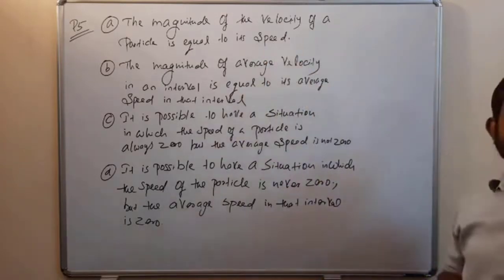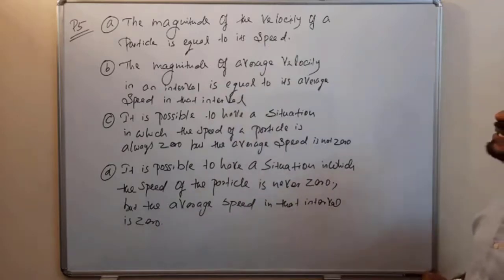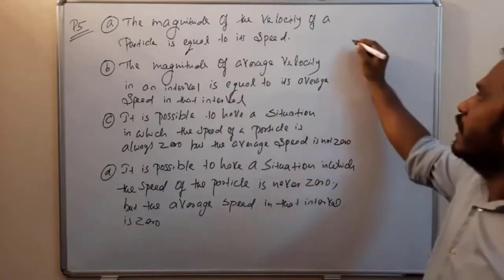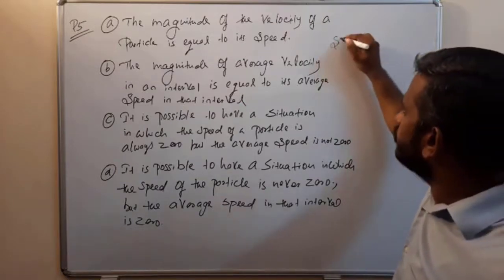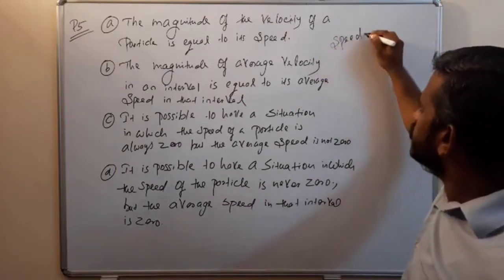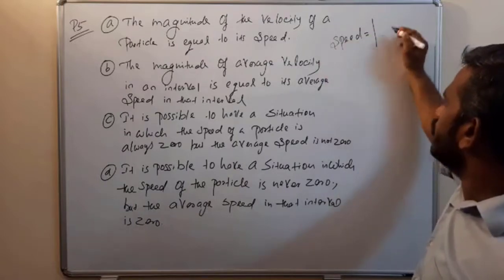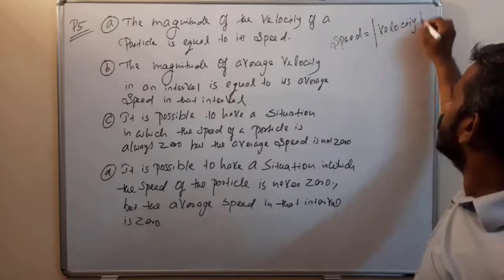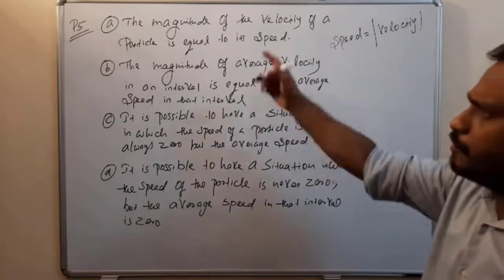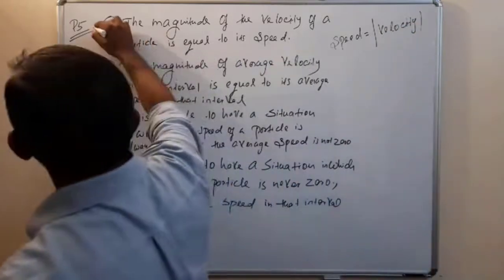While we were discussing the concepts, we discussed that instantaneous speed is equal to the magnitude of velocity. So this point is correct. This statement is correct.